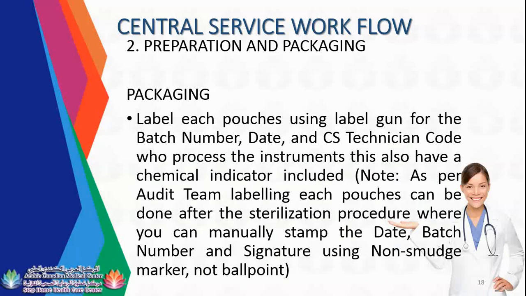Preparation and packaging area: label each pouch using a label gun. Guys, there are different types of labeling packages or pouches. You can use manual labeling, which means some facilities are still writing the date they sterilized the instrument, the batch number, and the signature. The first type is using a label gun. The second is manual, where you need to stamp the date and the batch number.